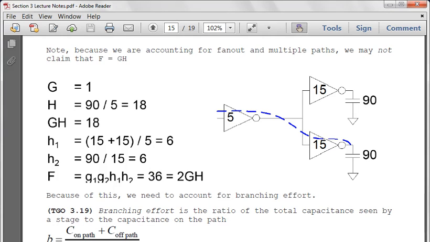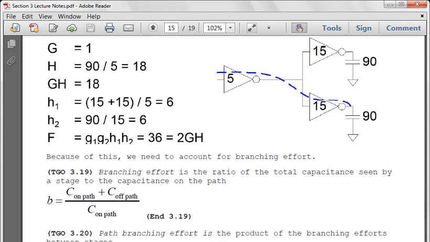And so we define branching effort. I'm going to scroll up just a little bit so you can see it. Branching effort is defined as the ratio of the total capacitance seen by a stage to the capacitance on the path. So we have the capacitance seen by the stage compared to the capacitance on the path. So we differentiated between the path we're worried about and the capacitance at that stage.